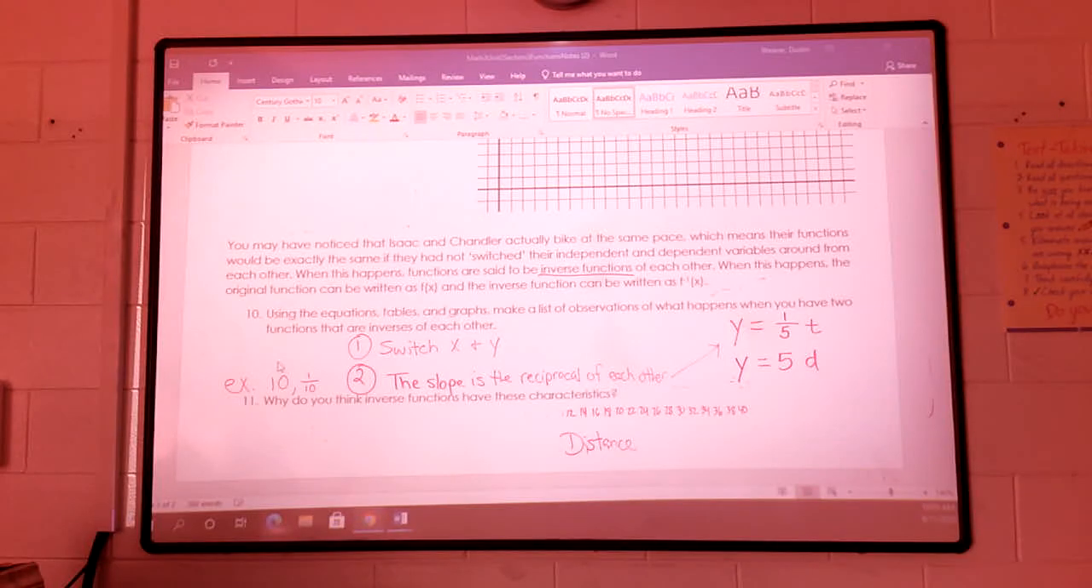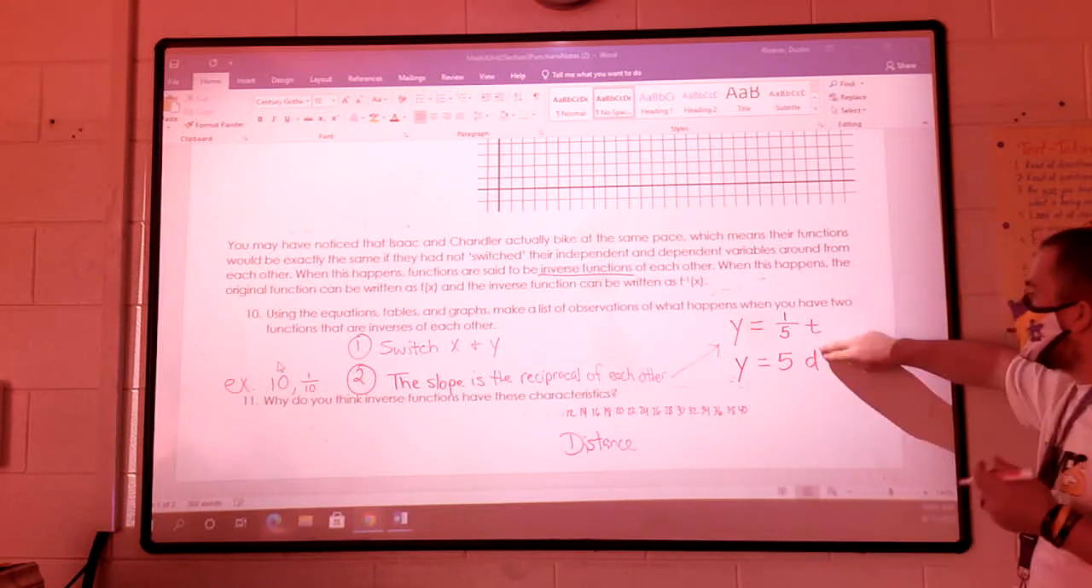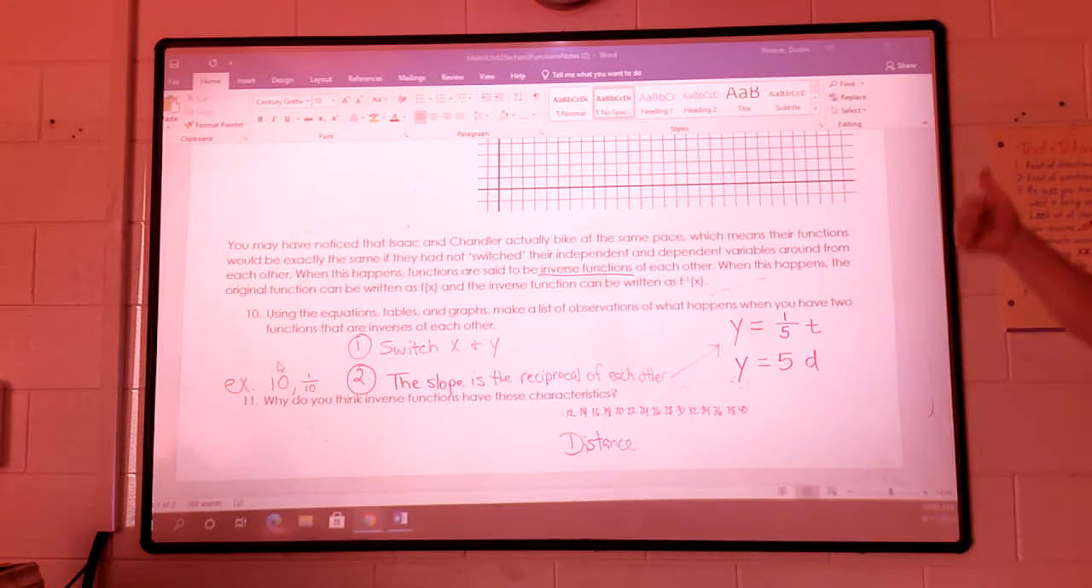So it's the reciprocal. If we knew earlier that it was time over 5, then we would know the distance would be 5 times that. If you're dividing in one, you're multiplying in the other. So you just switch it. If we get an equation like y equals 10x, then we know the other one is y equals 1 over 10x. It just flips the slope.